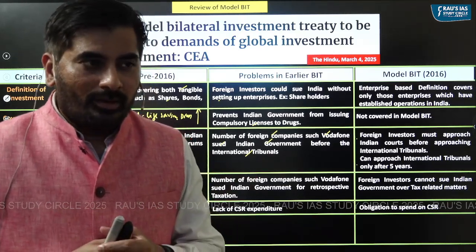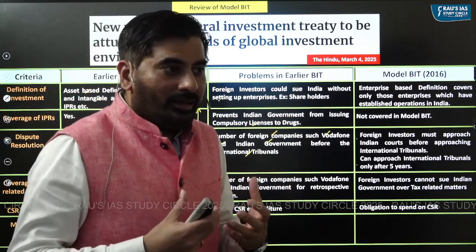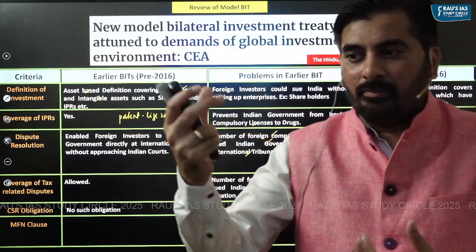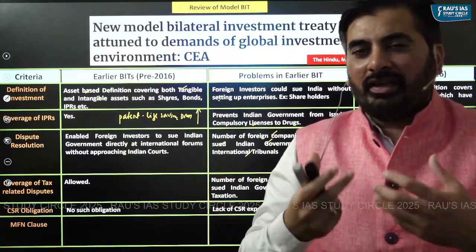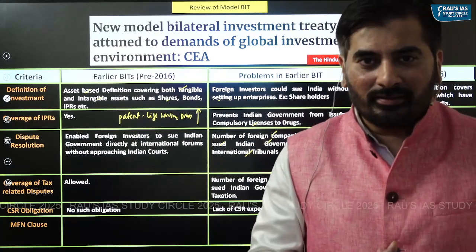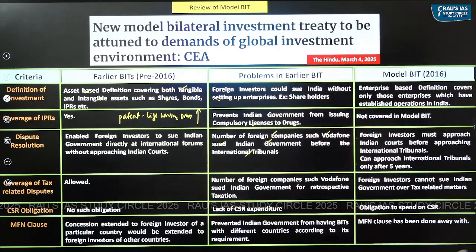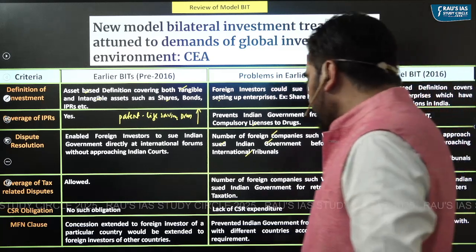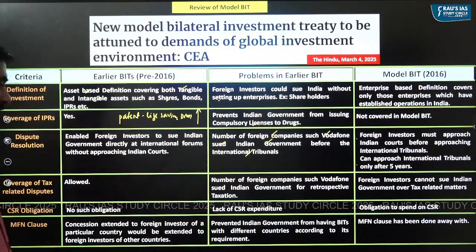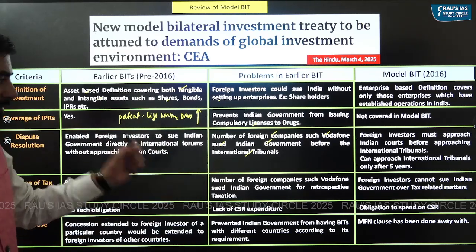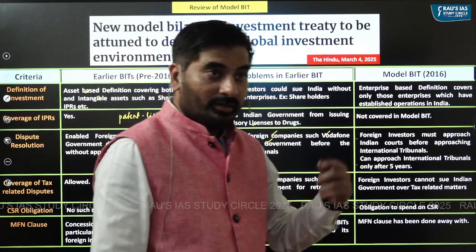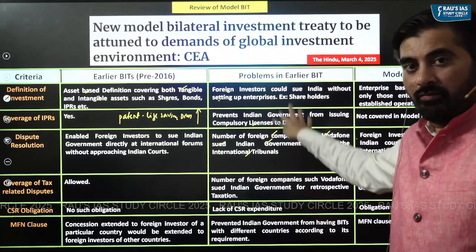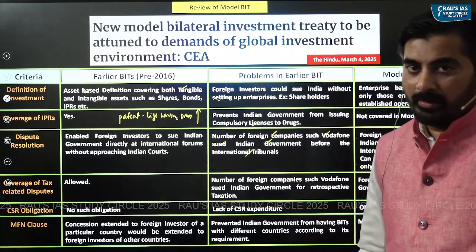That is a problem, which meant it hindered our ability to give certain leeways, certain flexibility to some companies which come from a country with which India has good friendly relations, like the US, right? So a concession extended to a foreign investor of a particular country would be extended to foreign investors from other countries. The problem here was it prevented the Indian government from having BITs with different countries according to its requirement. So now the MFN clause has been done away with. This is another important development. So you need to know the provisions of the model BIT, which becomes important from the perspective of your prelims examination.